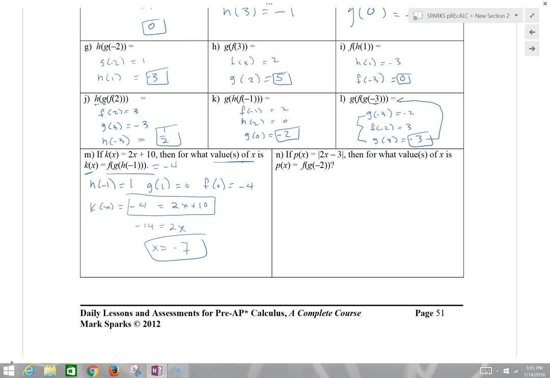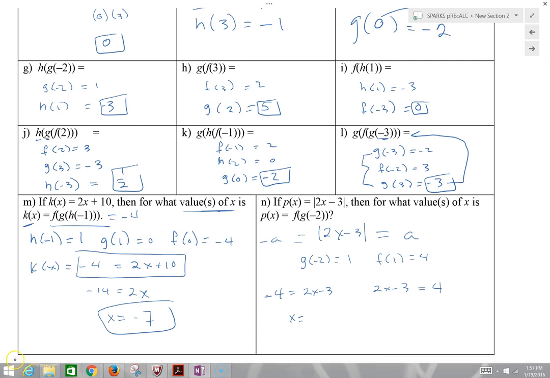So you go ahead and try the same idea with this one, but remember that the absolute value of 2x minus 3, you're going to set equal to whatever value you get, a, and also set it equal to -a so you can get both answers. And finishing this, we end up with x equals -1/2 and x equals 7/2. Next page.